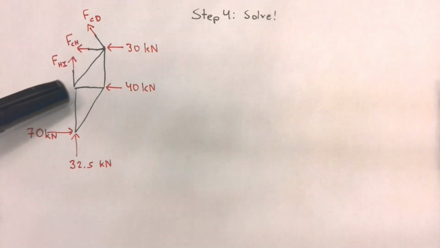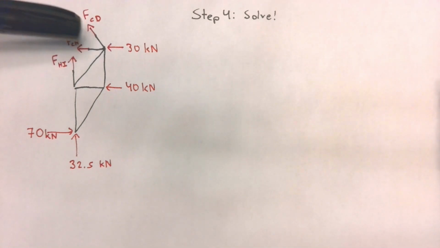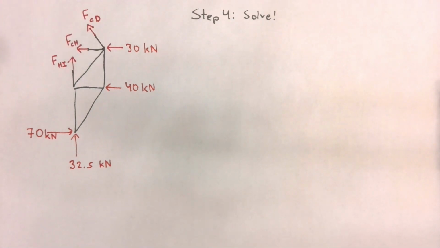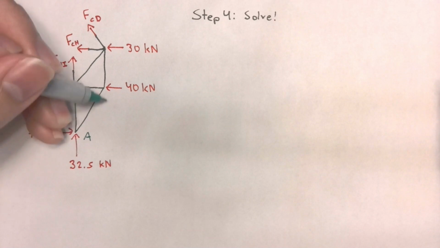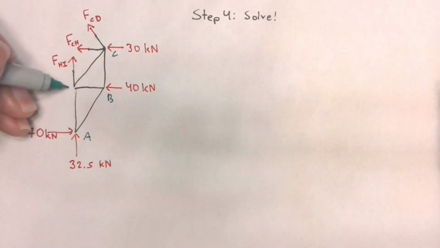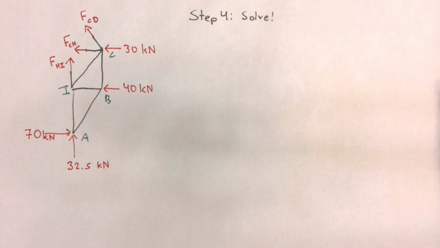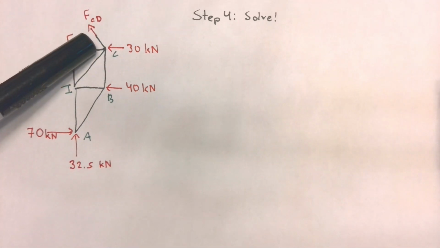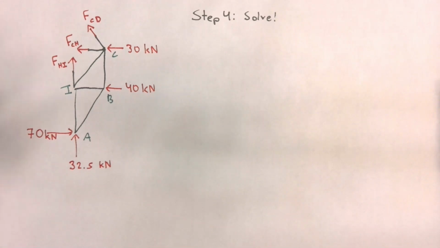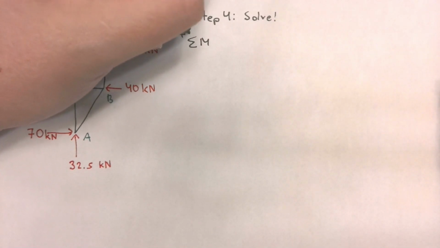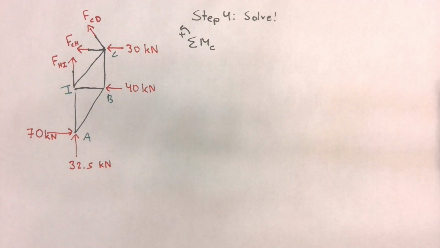When you're selecting a point from which to take your moments, you always want to select a point that can help you eliminate as many forces as possible. So in this case, this is my point C. A, B, C. So if I select my point C, I'm eliminating 2 unknowns and only ending up with 1 unknown. So I can take my sum of moments about my point C equals 0.